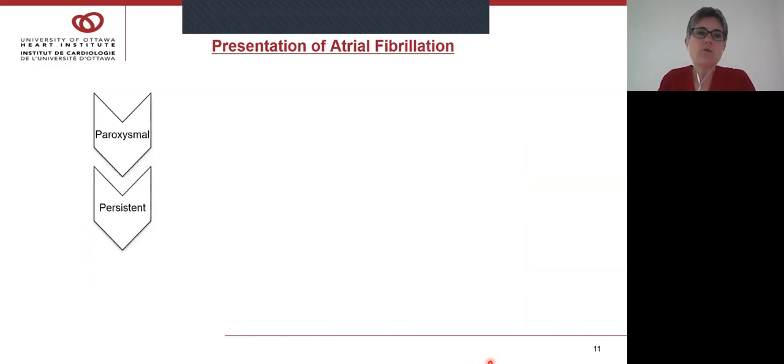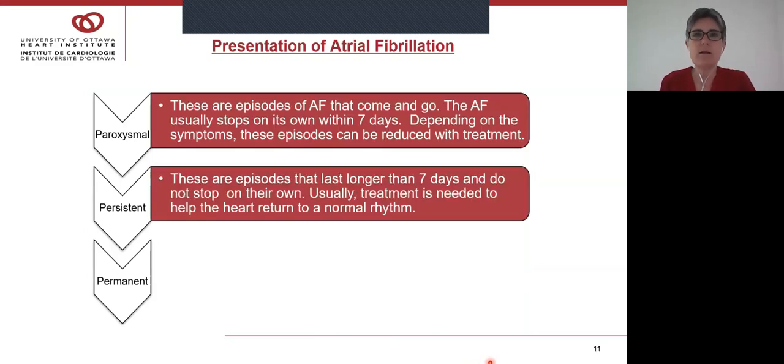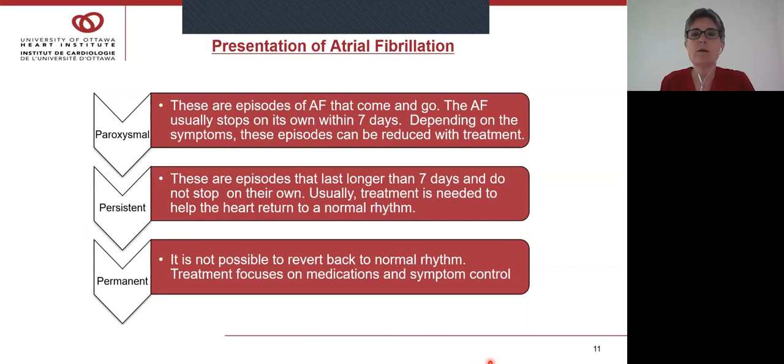Often when we talk about atrial fibrillation, we refer to the ways that it presents. Fundamentally, it's the same abnormal rhythm, but it presents in different ways. If you have paroxysmal atrial fibrillation, these are episodes that come and go on their own. We say they usually stop on their own within 7 days. And depending on how often these episodes occur, we can reduce them with either treatment or medication.